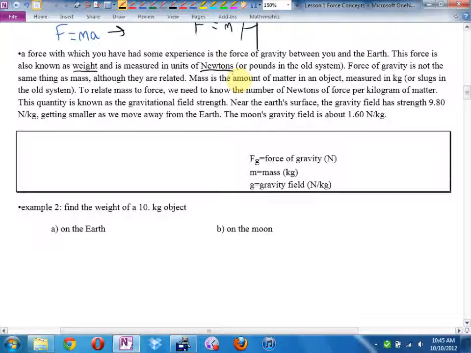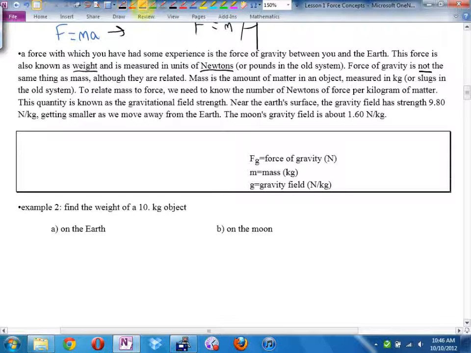In the old system, pounds was a measure of force. So that scale that I held up for Sydney, it had pounds and kilograms. It actually has a force, pounds, and a mass, kilograms. It's kind of a weird scale. It's how they're all set up. Force of gravity is not the same thing as mass, although they are related.